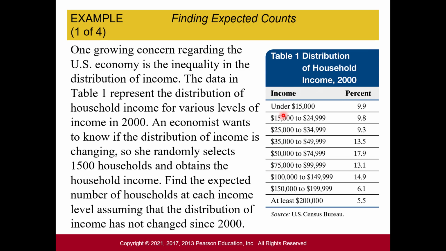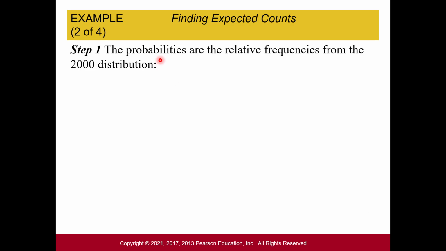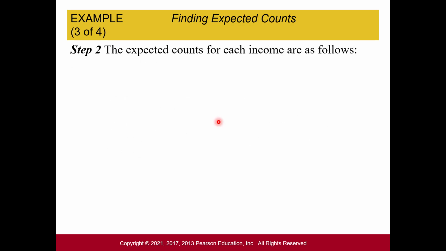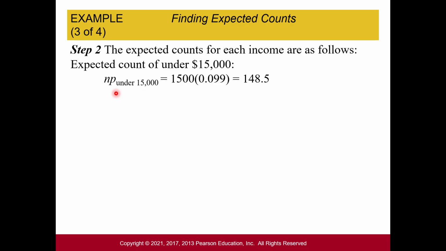Just looking at our table real quick, we have income all the way from under 15,000 to 200,000 or more, and then the percent of the population that makes that amount of money. So our first step is that the probabilities are going to be our relative frequencies. And remember how that works: it's just going to be our percents, but in decimal form from our table. Then the expected counts for each income are as follows, using what we just learned about. The formula for our expected count is just n times p. So we do this for all of our outcomes.